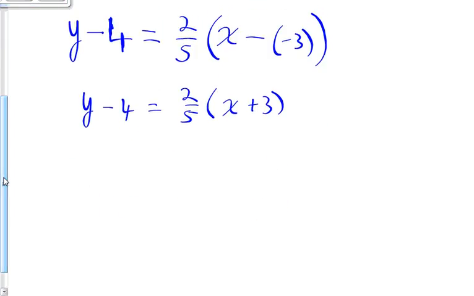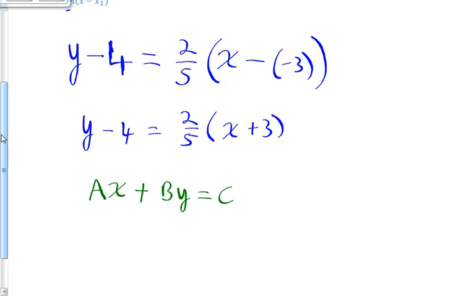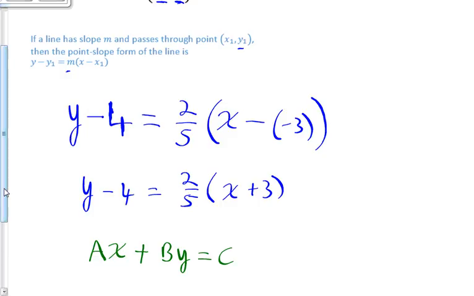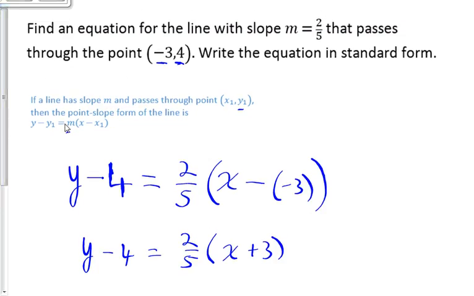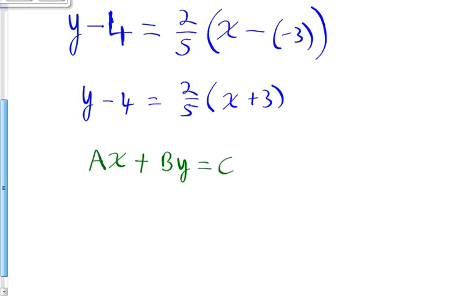Well, the standard form of a linear equation is ax plus by equals c. And in this form, a, b, and c should be written as integers, and a should be a positive number. So basically, we need to get rid of all fractions and make sure that a is positive. So let's go ahead. We already have the equation. This is the equation of the line. I just want to write the equation in standard form now. So that's what I'm going to be doing in green here.